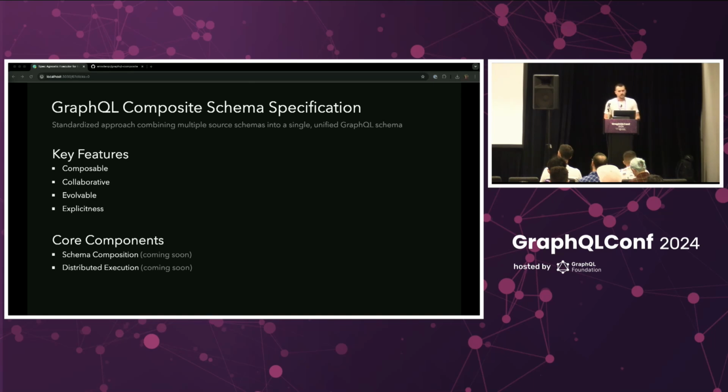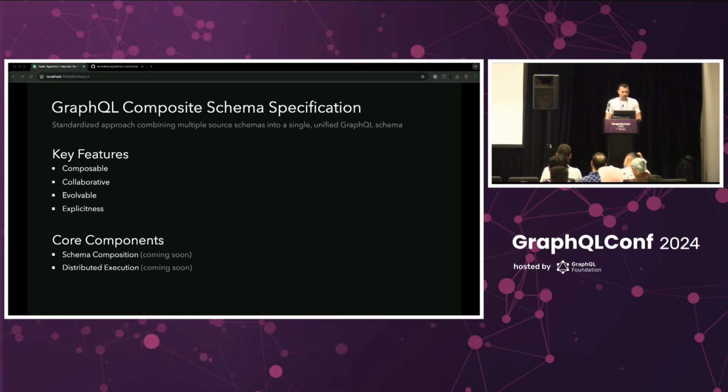In practice, the GraphQL Composite schema spec is built around two key components, just like Apollo Federation. The schema composition, so this is where the source schemas are merged into a single composite schema, and the distributed execution. The executor handles the core logic and algorithms for resolving requests made against the composite schema. It coordinates how data is retrieved from the various underlying services, making sure everything runs smoothly across the distributed system.